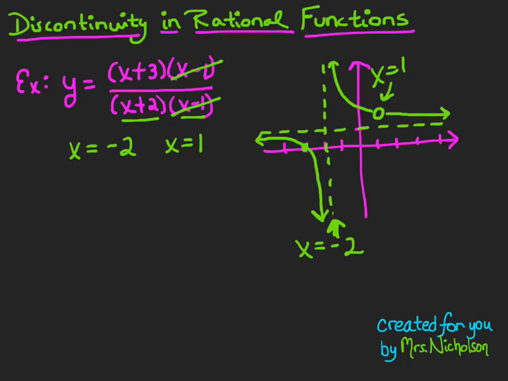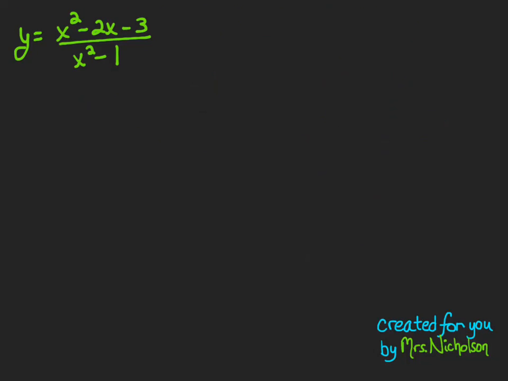So those are the two different types of discontinuity. Let's look at a couple more examples. In this first one, we have x squared minus 2x minus 3 over x squared minus 1. The first thing that we should do here is factor.